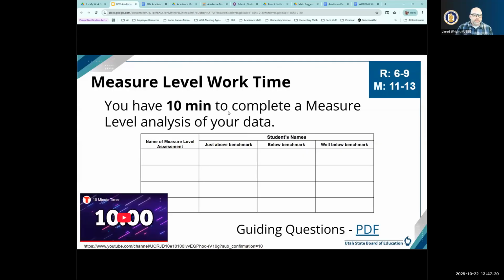Are there any questions as we analyze the measure level data? Okay, I'm not hearing or seeing any questions.